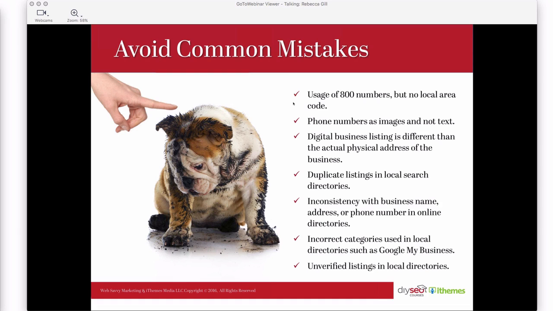So the first one is the 800 number. I'm not saying 800 numbers are bad again. What I am saying is that the local number needs to be present in addition to the 800 number. Phone numbers as images and not text. You can't click to dial a phone number when it's in an image, and the search engines cannot read that either. So please make sure that that's not the case. One other thing, if someone is butting heads with you on changing that, try to look at that on a mobile device. It's not going to scale like it should, and I've had this fight with people before from a design standpoint.